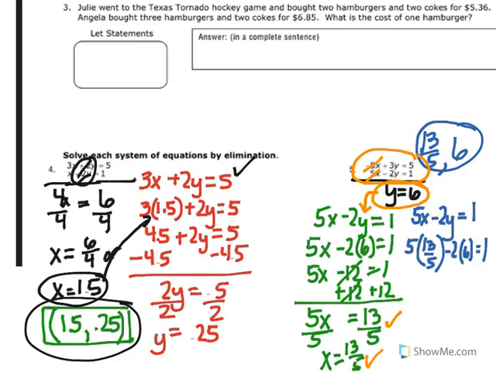So right here in this blue area, this is where I'm checking my work. I have 5x minus 2y equals 1. So I put 5 times 13 over 5 minus 2 times 6 equals 1. When you multiply by 5 and divide by 5, they cancel each other out. So I'm left with 13, and then negative 2 times 6, minus 12, equals 1. So 1 equals 1. It checks. Okay? I hope you're catching on. Let's go to the back.